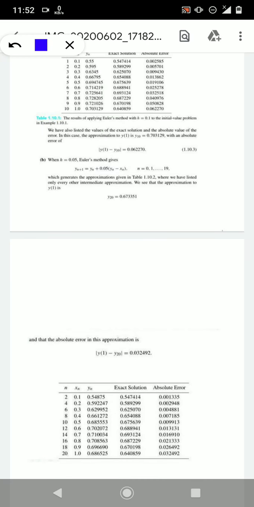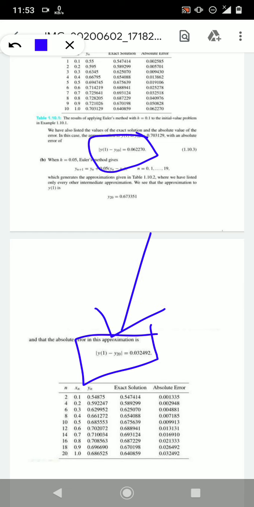So it's clear from these two examples that if the number of approximations increases, the error decreases. In the first case the error was 0.062, and in the second case the error is 0.032, so the error is smaller in the second case. That means as the step or interval value decreases, or the number of steps in this Euler approximation increases, the error will decrease.